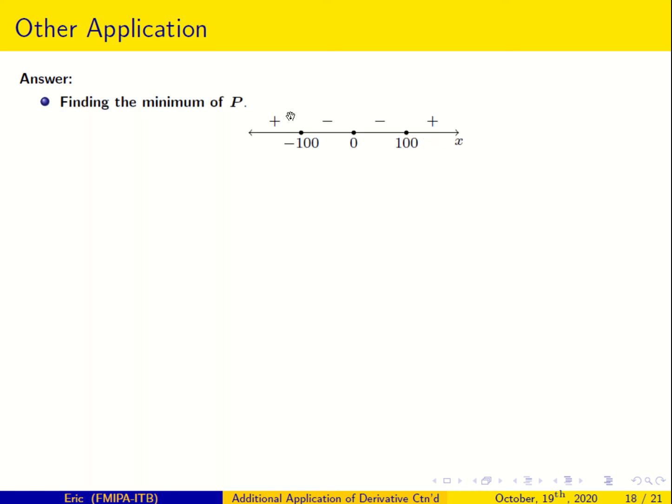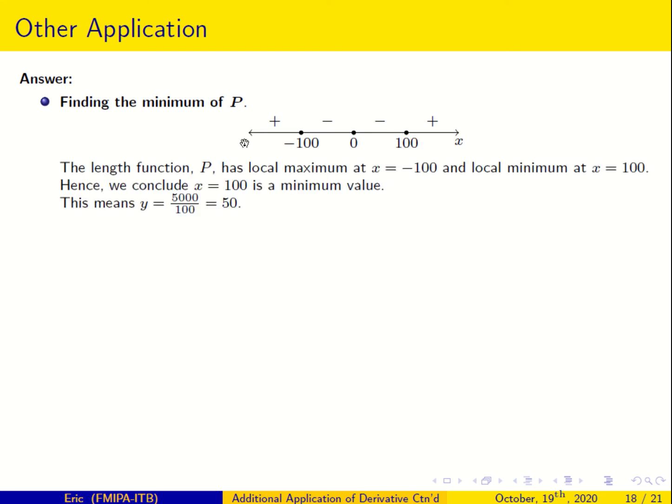So I have this one as the P prime sign diagram. We will just consider the positive x because x is the length. So it will be negative, then positive: decreasing, then increasing. So at 100, it should be a local minimum here. But from 0 to infinity, it will be a global minimum.